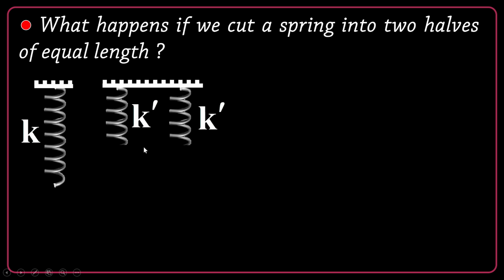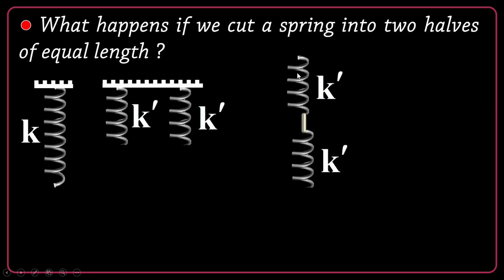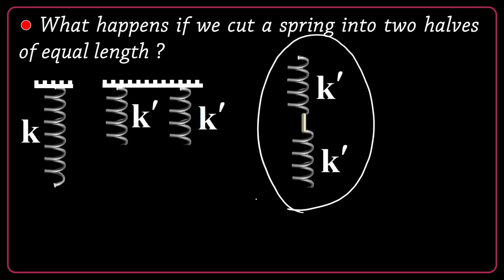Okay, let's go through the reverse engineering. I know that I have already cut the spring into two halves. So if I combine them again in series, I will have the same equivalent spring constant necessarily. This is a logical expectation. So if I combine these two pieces, I will have a spring constant of K.